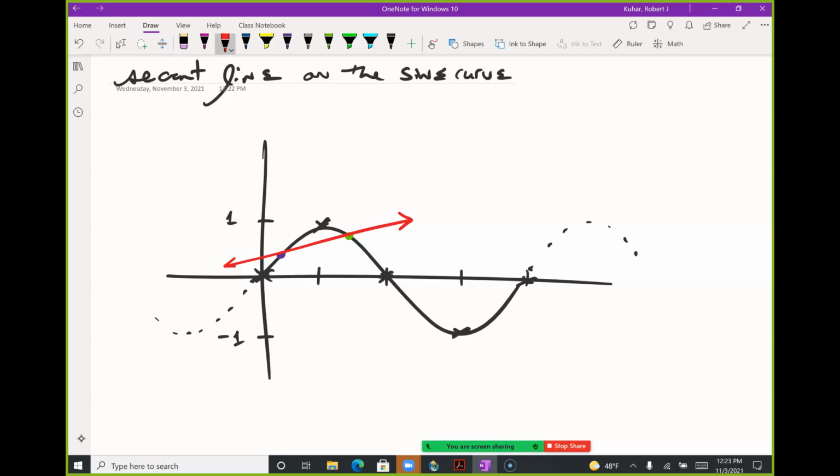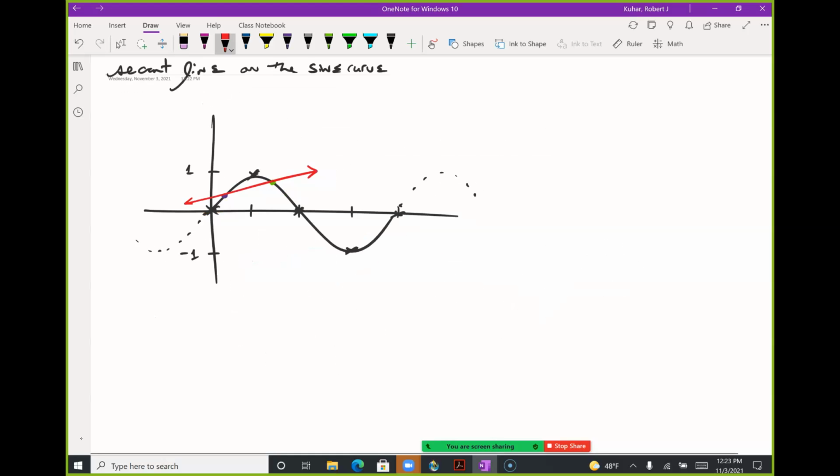So what do we know about the sine curve? If f of x is sine of x, right? What do we know about the slope of the secant? How do we calculate that?